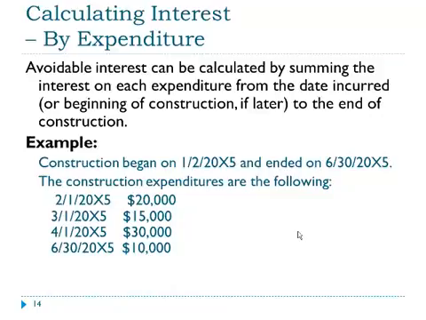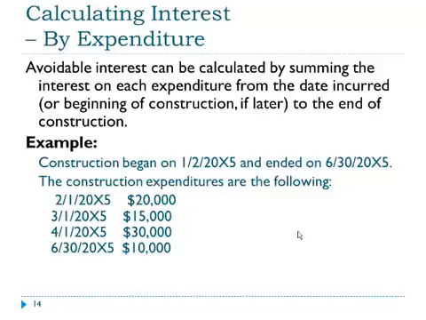Let's go ahead and calculate interest from an example. Let's say construction begins on January 2nd, 2005 and ends on June 30th, 2005. The construction expenditures are the following. On February 1st, $20,000. On March 1st, $15,000. On April 1st, $30,000. And on June 30th, $10,000. Now, looking at those amounts, let's go ahead and project ahead what the period of time is we're going to calculate interest.